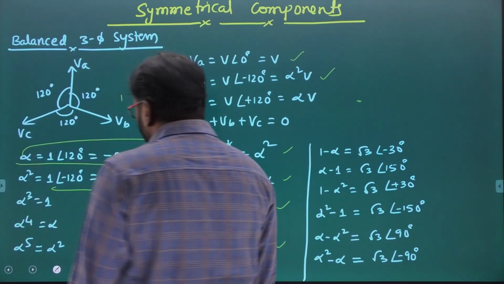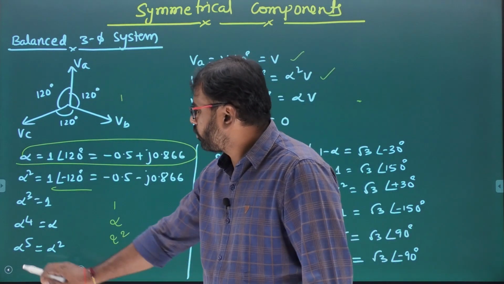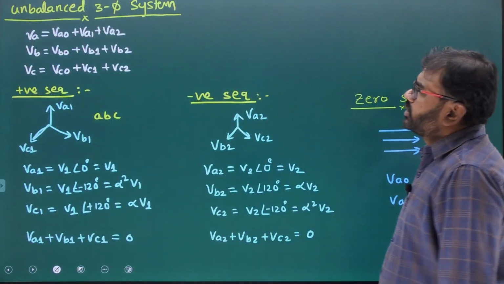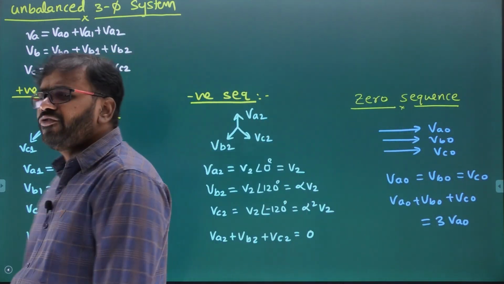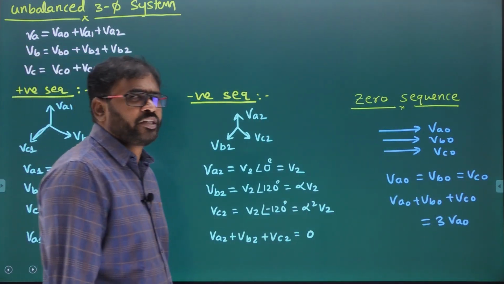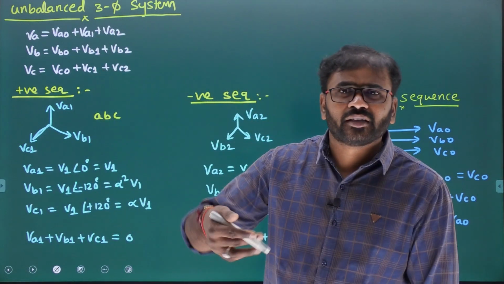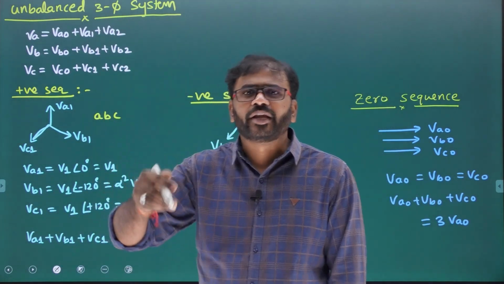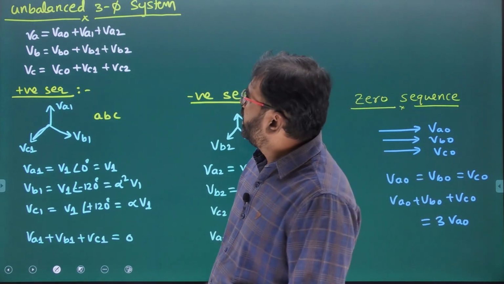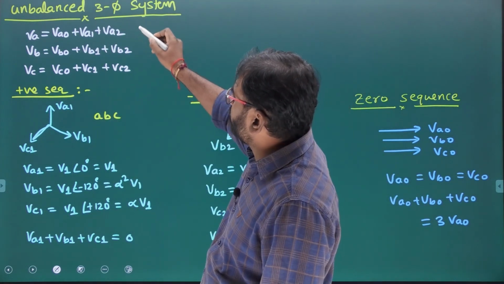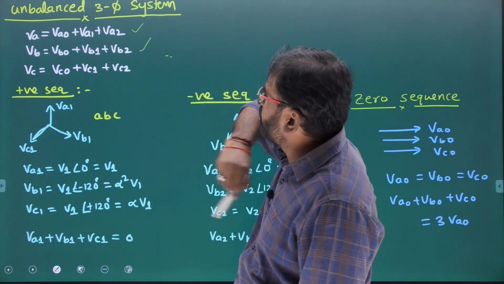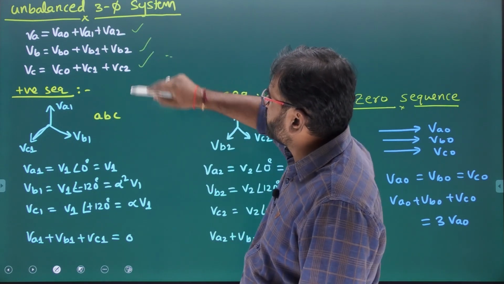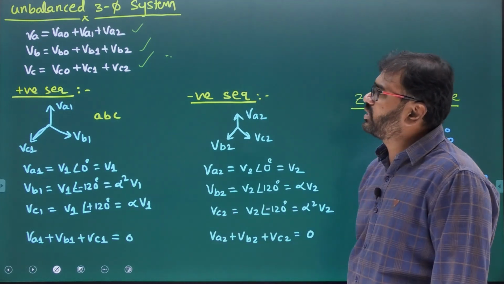Now the next thing is, suppose it is an unbalanced system. If it is an unbalanced system, every phasor, be it a voltage phasor or current phasor, can be written as the sum of positive, negative and zero sequence components. Let's say VA can be written as VA0, VA1 and what? VA2. And VB can be written as VB0, VB1 and VB2, and VC can be written as VC0, VC1 and VC2. But what is the relation here?